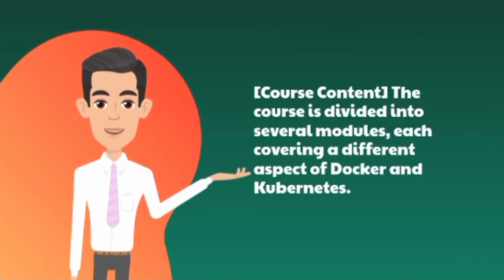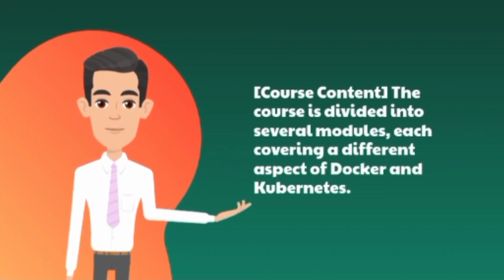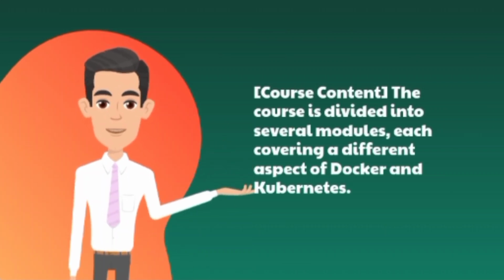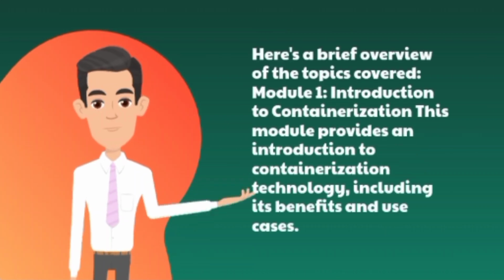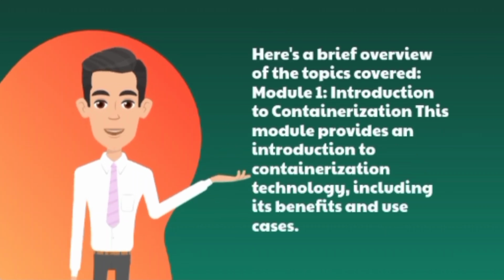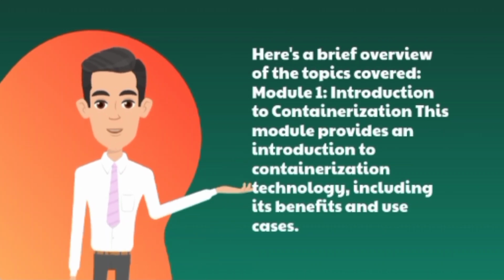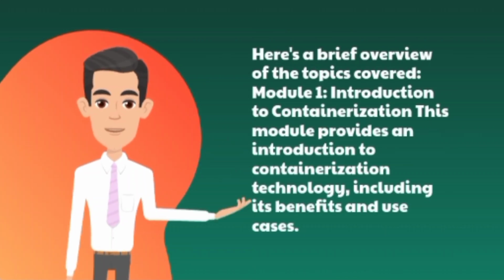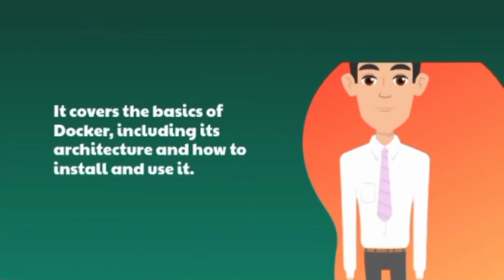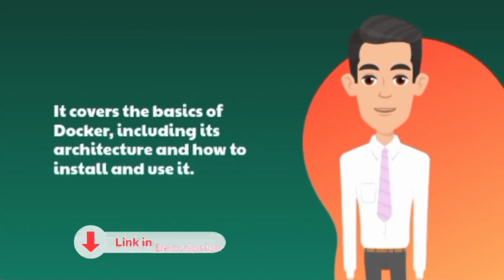Course content. The course is divided into several modules, each covering a different aspect of Docker and Kubernetes. Here's a brief overview of the topics covered. Module 1. Introduction to Containerization. This module provides an introduction to containerization technology, including its benefits and use cases. It covers the basics of Docker, including its architecture and how to install and use it.